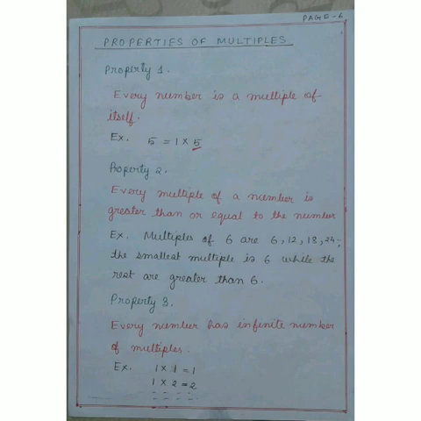Property number 3, every number has an infinite number of multiples. If I multiply 1 into 1, we shall get 1. If I multiply it by 2, I shall get 2. If I increase the number, I shall get more values. So, there is no finite number of multiples for any number.